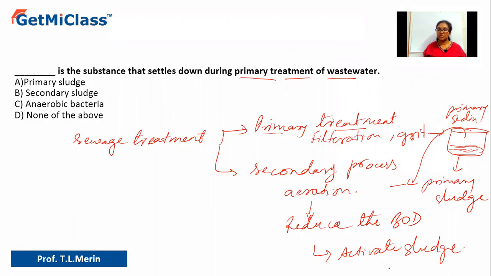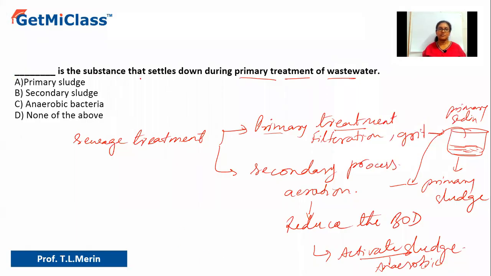And further, this sludge will be treated by an anaerobic process, which will digest the organisms present here by anaerobic bacteria. So that's how the entire process goes on. And the effluent will be further treated with chemicals and released into the water bodies. Okay. So let us see.